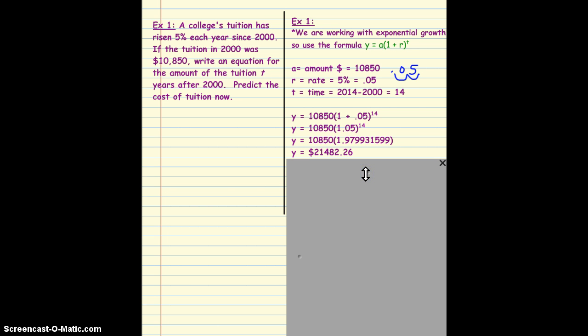And you get a long decimal, but let's go ahead and round it because we're dealing with money. So college tuition is going to cost $21,842.26, rising 5% each year.